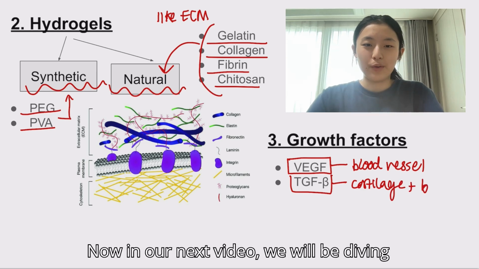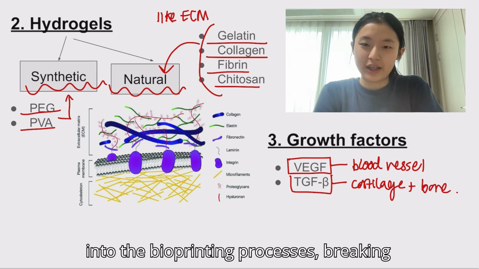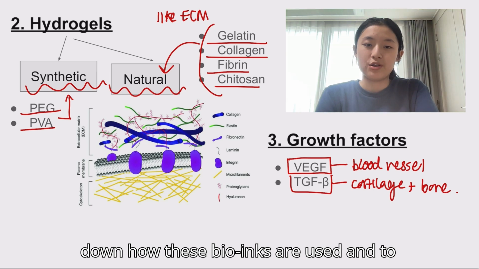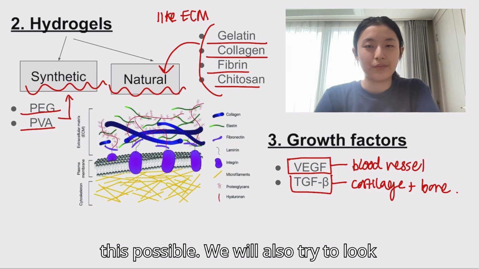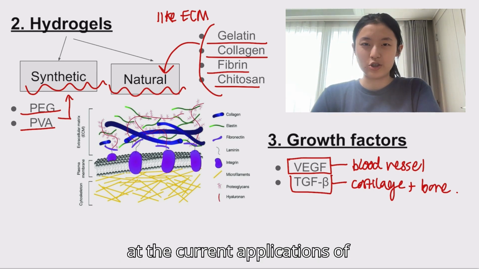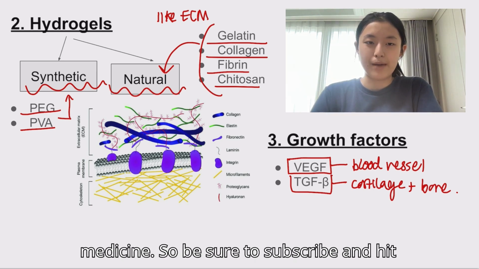In our next video, we will be diving into the bioprinting processes, breaking down how these bioinks are used to create functional tissues layer by layer, and the technologies that make all of this possible. We will also try to look at the current applications of bioprinting and its future potential in medicine.